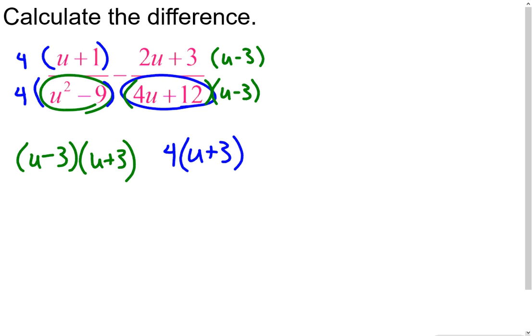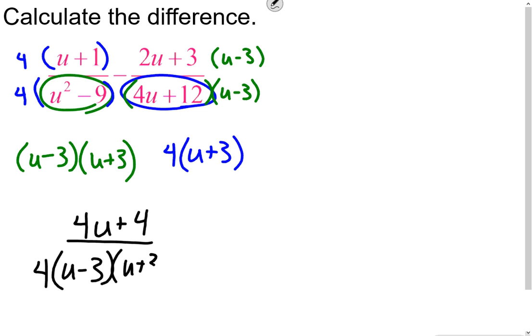So when I do that, my new fraction is now going to be, so I'm looking at 4 times the u plus 1, so I'll end up with 4u plus 4, and that's over, and then I'm going to write it in factored form, so it's 4, that's from the blue 4, but then the u squared minus 9, remember u squared minus 9 is u minus 3 and u plus 3, and then we're going to subtract. Now I have to FOIL this together, the 2u plus 3 and the u minus 3. So if I multiply here, I get 2u squared.